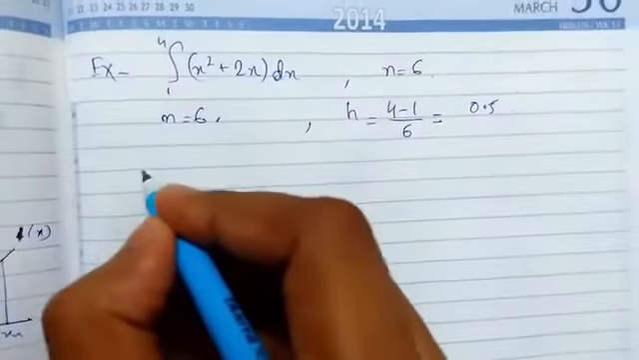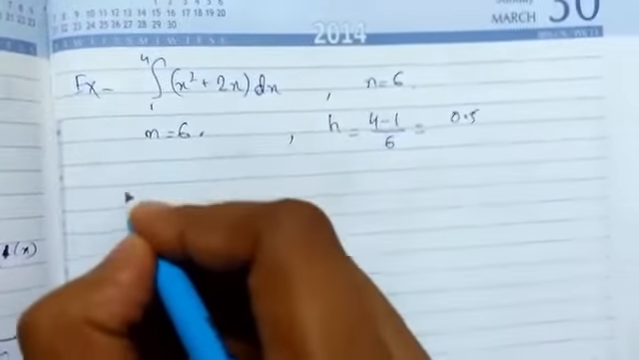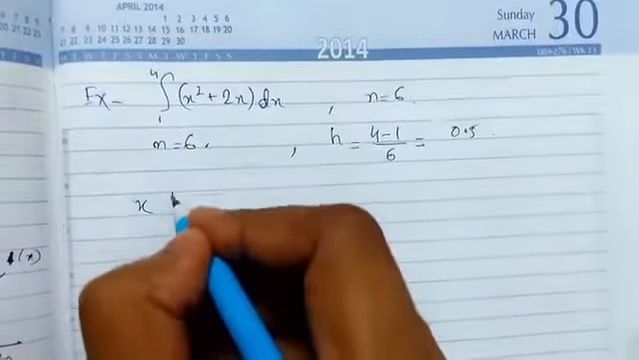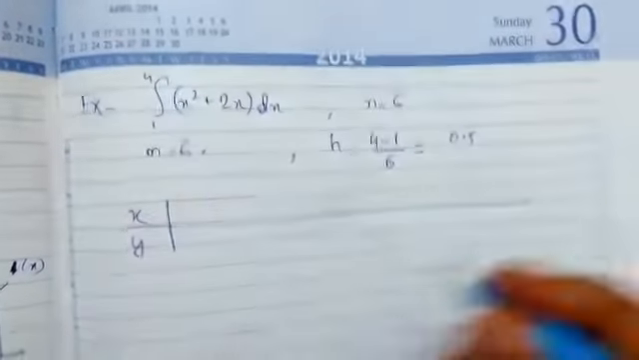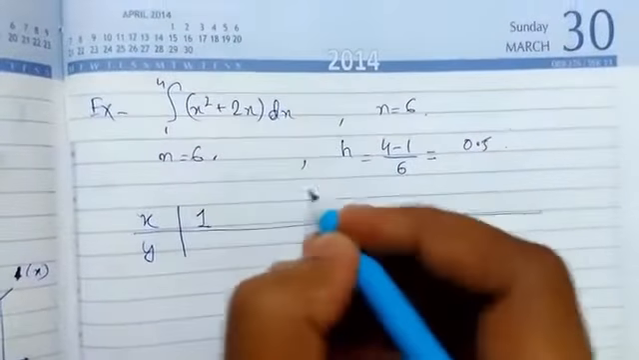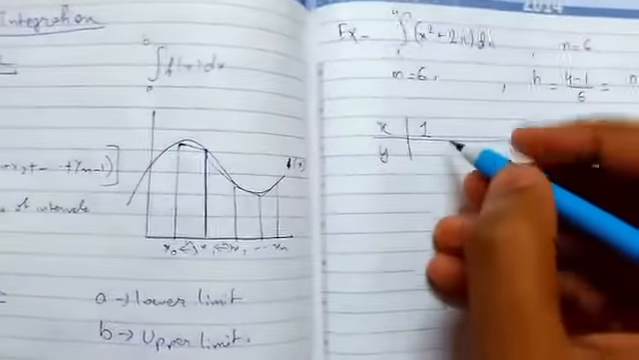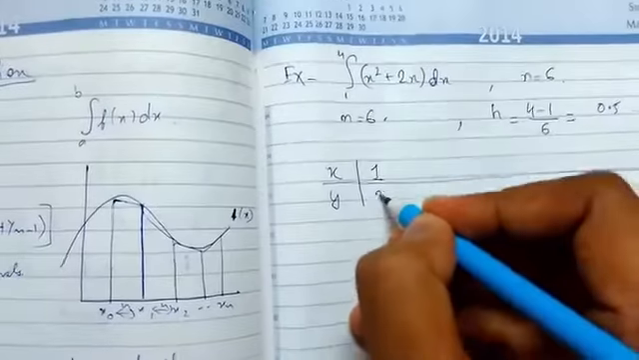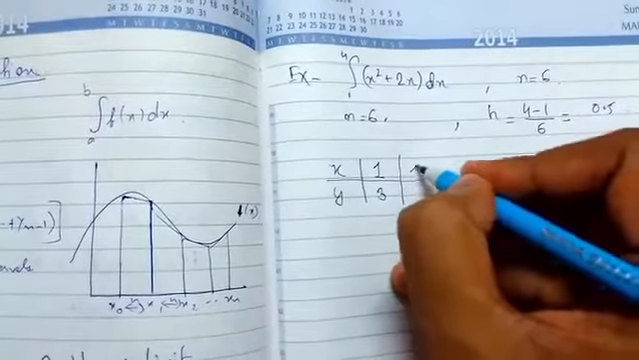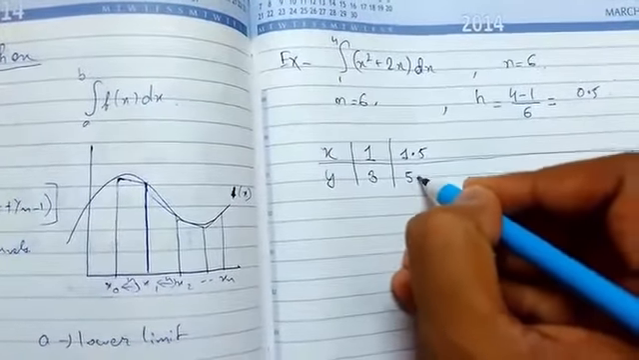This is 0.5 or half. Now you need to find the values of x and y. I'm combining step 3 and step 4 into one by making it in the form of a table. That is systematic and looks good also. First is 1, because x0 is 1, so I'm showing it here. So x0, a, is our 1. So the value of y, putting y here, 1 square plus 2 into 1, that is 3. Now a is 1 plus 0.5, that is 1.5. Putting the values here, I'll just use a calculator.